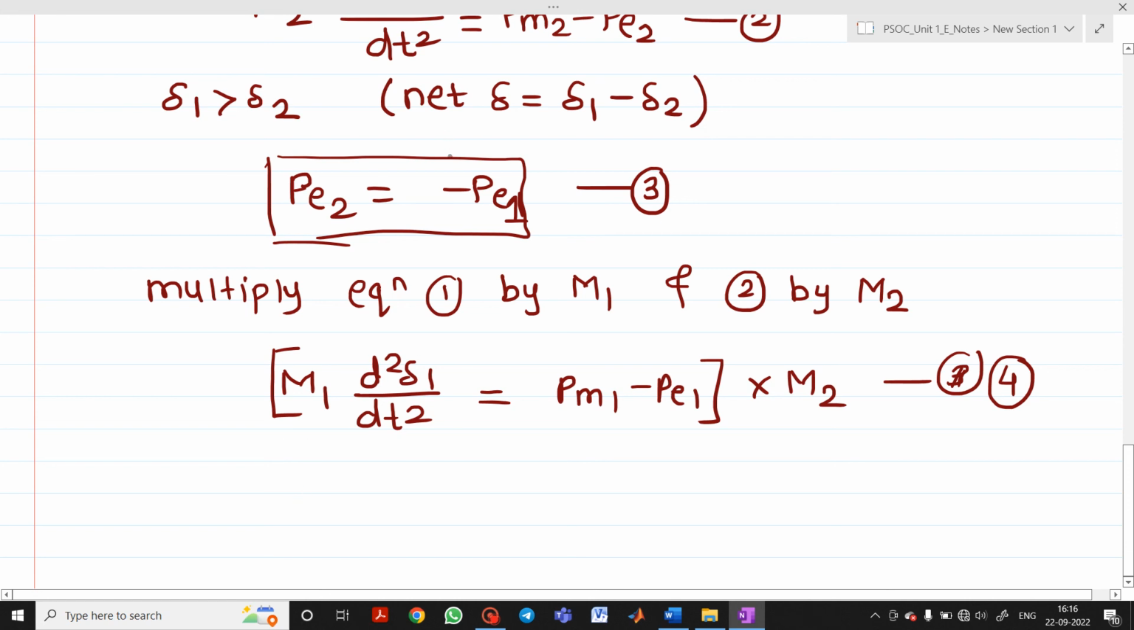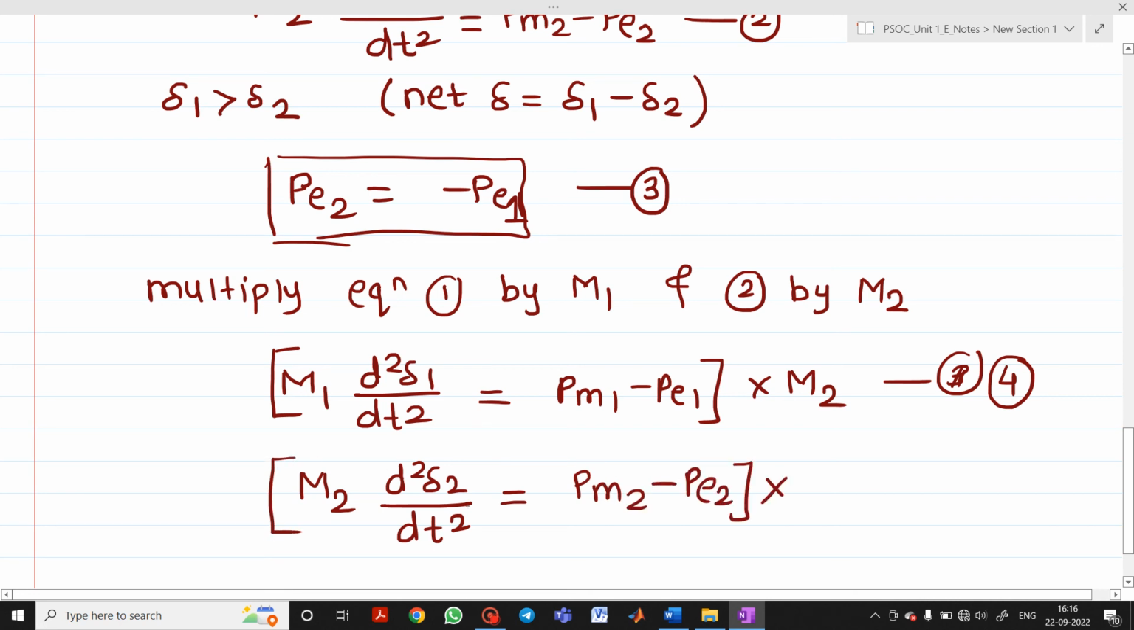And to equation number 2, if I multiply with M1, then what you will get? M2 d square delta 2 upon dt square will be equal to PM2 minus PE2. So I multiplied both sides by M2 to equation number 1, giving equation 4, and I have multiplied both sides by M1 to equation number 2. Treat this as equation number 5.